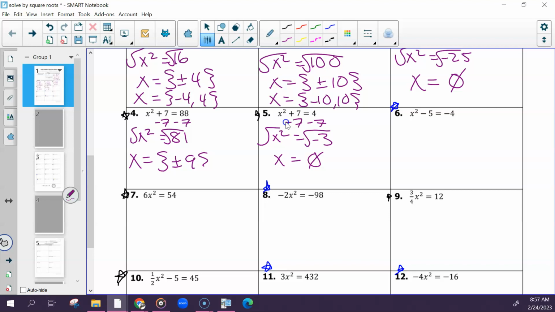Like 6, it has a negative, so maybe we're thinking it might be no solution, but we add 5, and it becomes a positive. So we find... What would this be? Negative 1.